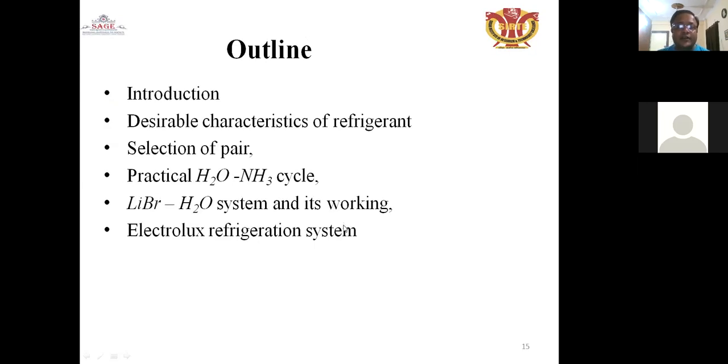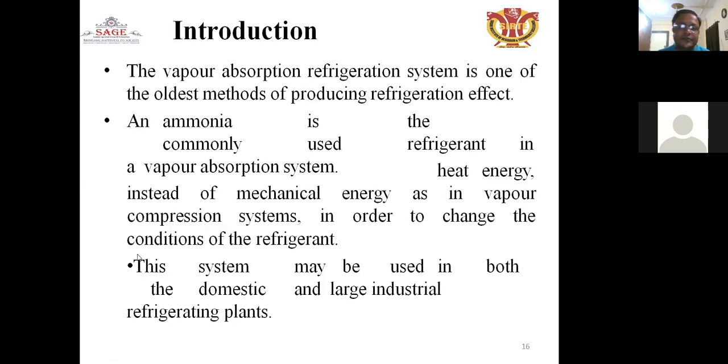Outline: introduction of the VRS system, desirable characteristics of the refrigerant, selection of pair, practical H2O NH3 cycle, and lithium bromide H2O system, its working, and electrolux refrigeration system. That is the introduction about the VRS system. The vapor absorption refrigeration system is one of the oldest methods of producing the refrigeration effect.